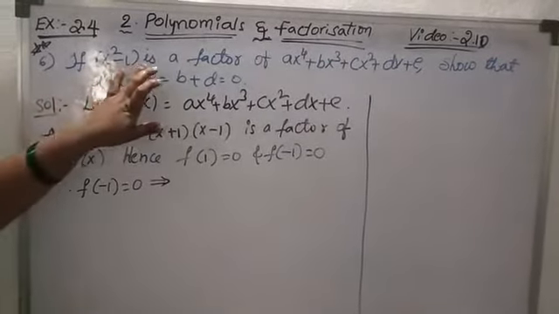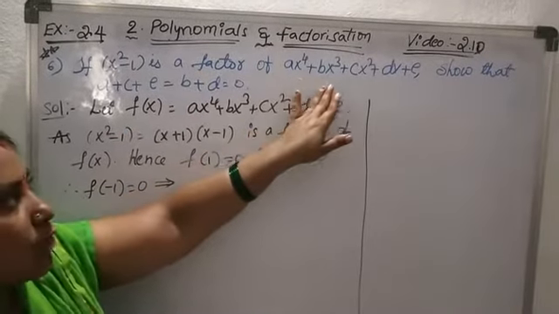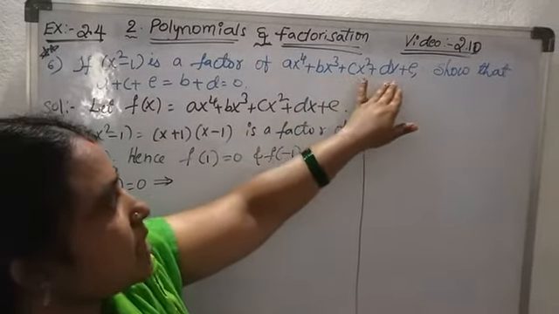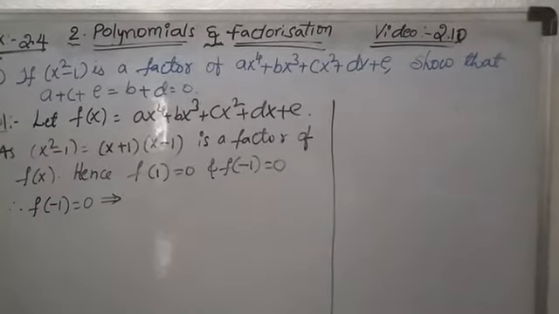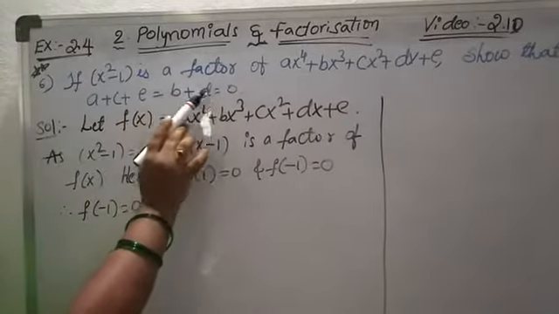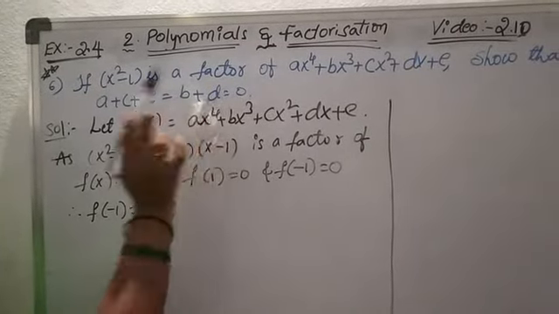If x square minus 1 is a factor of ax power 4 plus bx cube plus ax square plus dx plus c, now we have to show that a plus e plus c is equal to b plus d is equal to 0. That means the a plus c value is 0. At the same time, the b plus d value is also 0.